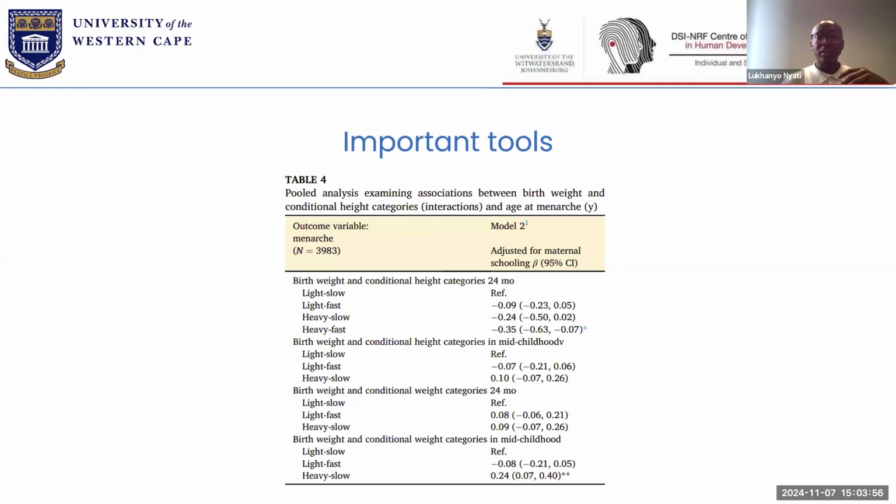And we're comparing using this one as a reference, meaning you're born light and experience slow growth. What we showed was that, for example, if you're born heavy and you experience fast linear growth, you are likely to have... this is adjusted for maternal schooling, because maternal schooling was different between the countries, and it may influence our outcomes.